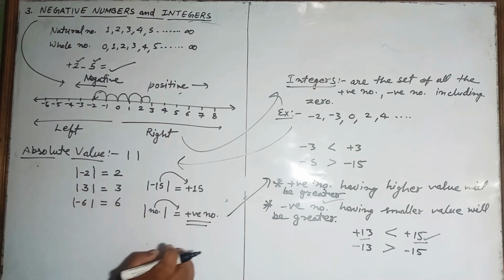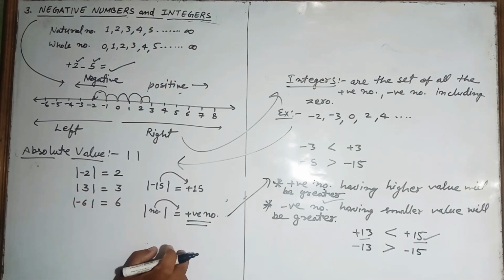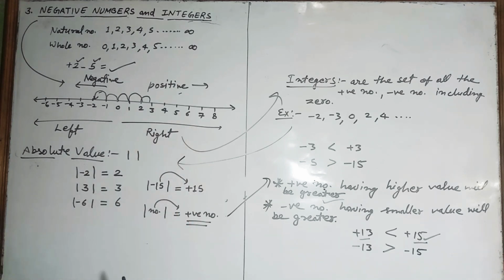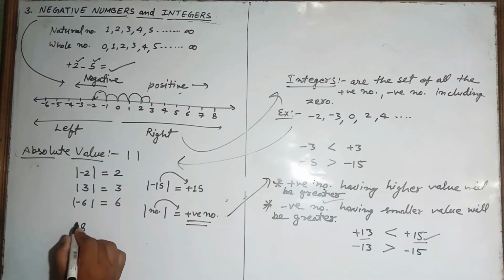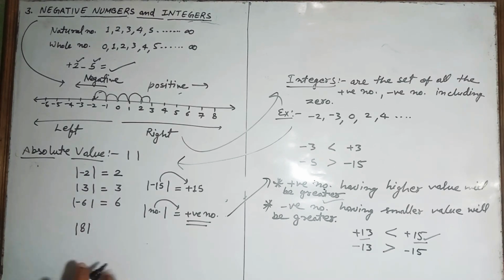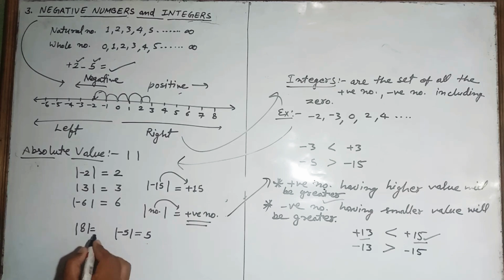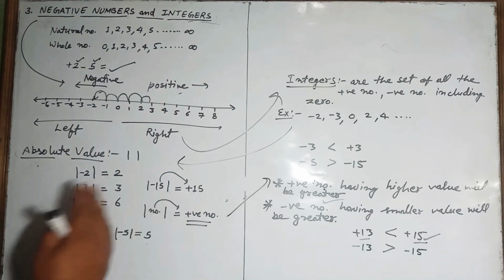Means this is the absolute value of an integer. So if I ask what will be the absolute value of 8, mathematically how will I write it? Mod 8. Or if I ask what will be the absolute value of minus 5, that will be mod minus 5, and it will be equal to 5. Mod 8 will be equal to 8. Like this we can write.